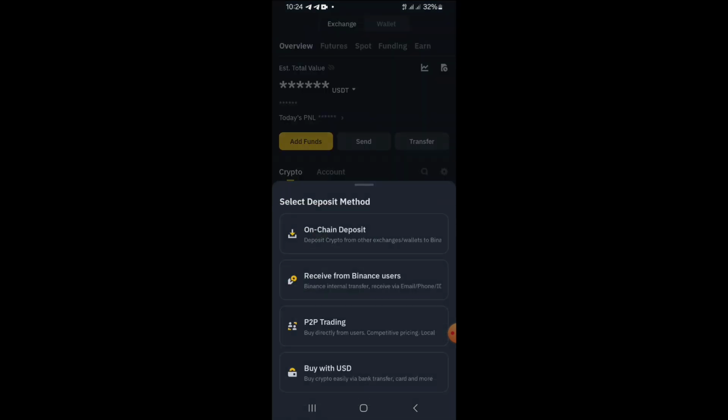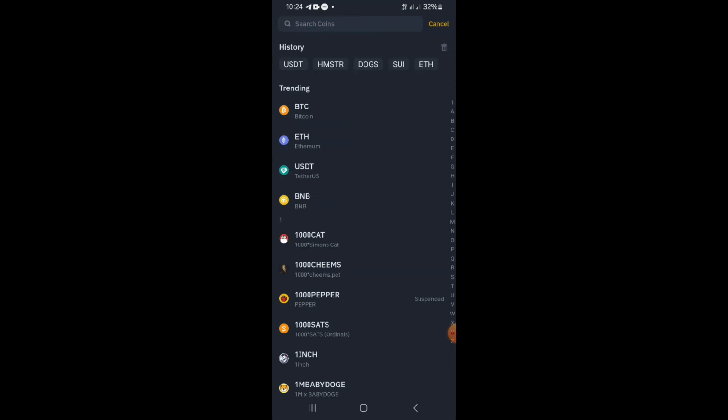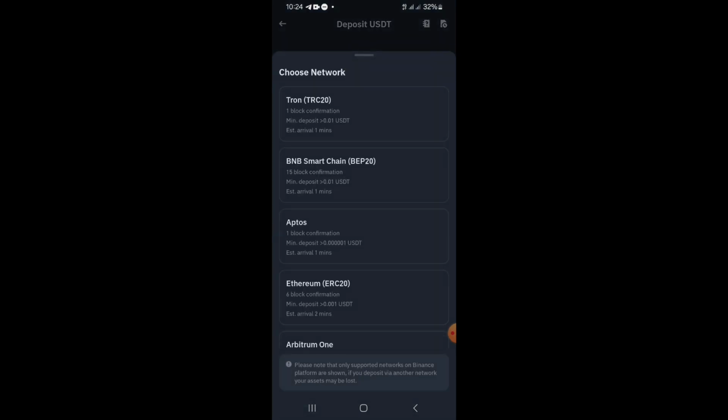When you click on add funds in overview, it will bring you on-chain deposits, receive from Binance user, P2P trading. Just click on on-chain deposit because you want to send it from one exchange to another exchange. Once you click on on-chain deposit, it will bring you all types of crypto. So just click on USDT, because don't forget we are using USDT to perform it.